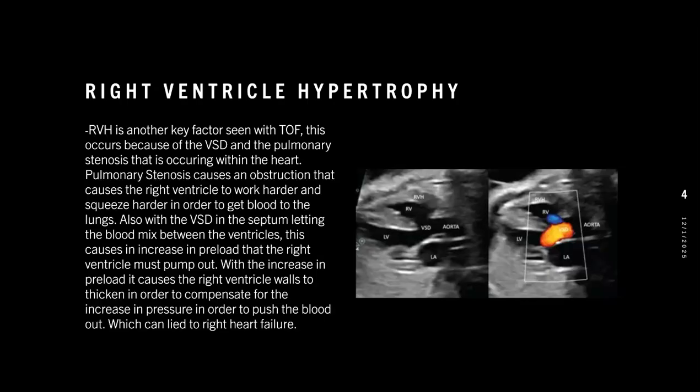You increase the preload, you have an increased wall thickness. Your wall becomes more hypertrophic. With the increase in preload, it causes the right ventricle walls to thicken in order to compensate for increasing the pressure in order to push out the blood, which can lead to right heart failure. So you can see in these images right here how thick the wall is right here. How thick this wall is of the right ventricle.